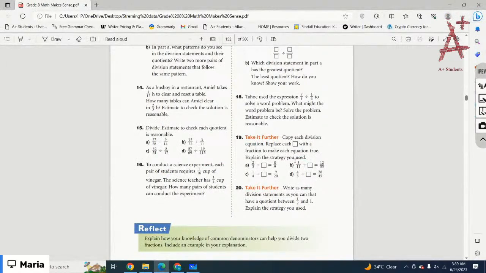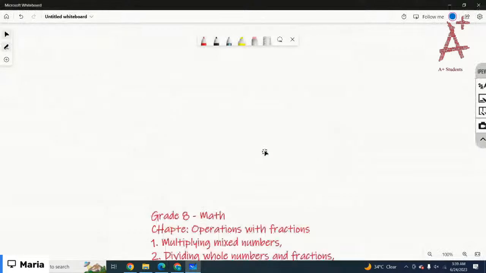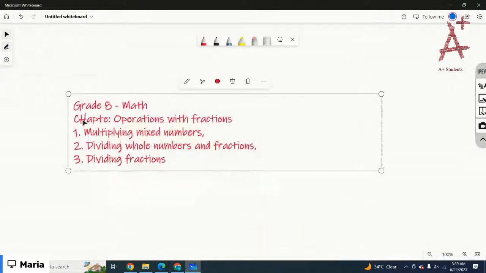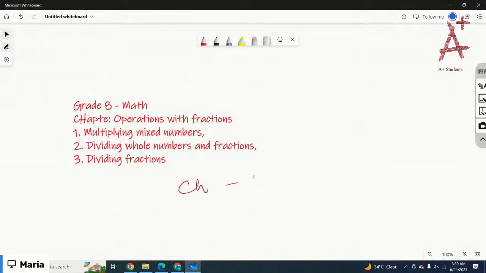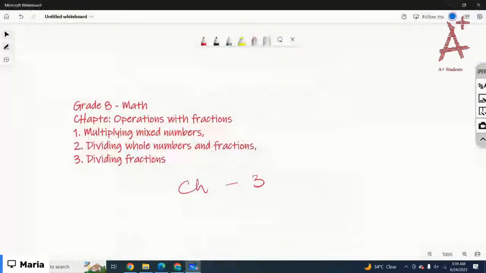So we were working on grade 8 maths, and the chapter we're working on in the book now. You can find all these lessons in the book, Grade 8 Maths Makes Sense. The chapter we're working on is chapter 3. It is operations with fractions. This is lesson 3.4, this is lesson 3.5, and the one we just did is lesson 3.6.